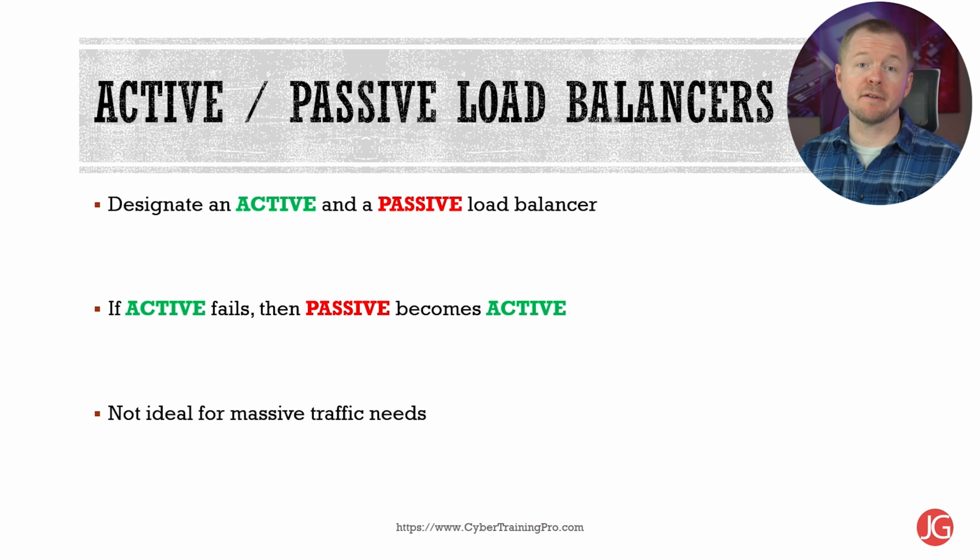Active-passive load balancers work in a failover mode, which means that there's one active and one inactive or passive load balancer. When the active fails, the inactive or passive load balancer is going to take over. This type wouldn't be as ideal for a company like Amazon that receives massive amounts of traffic throughout the day, because it's more likely that the active load balancer would fail or be overwhelmed.